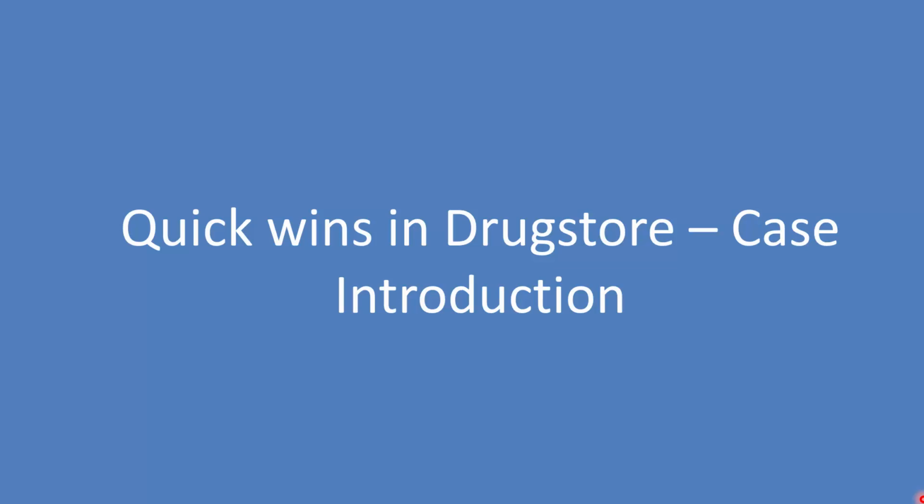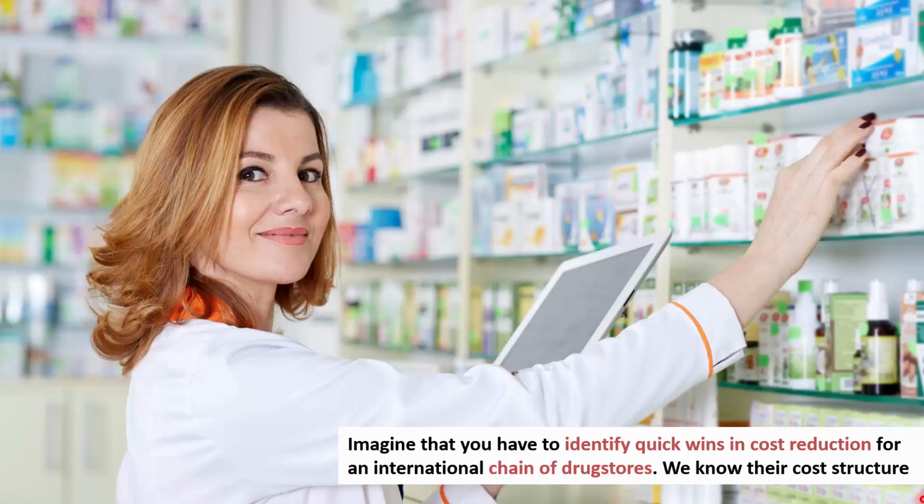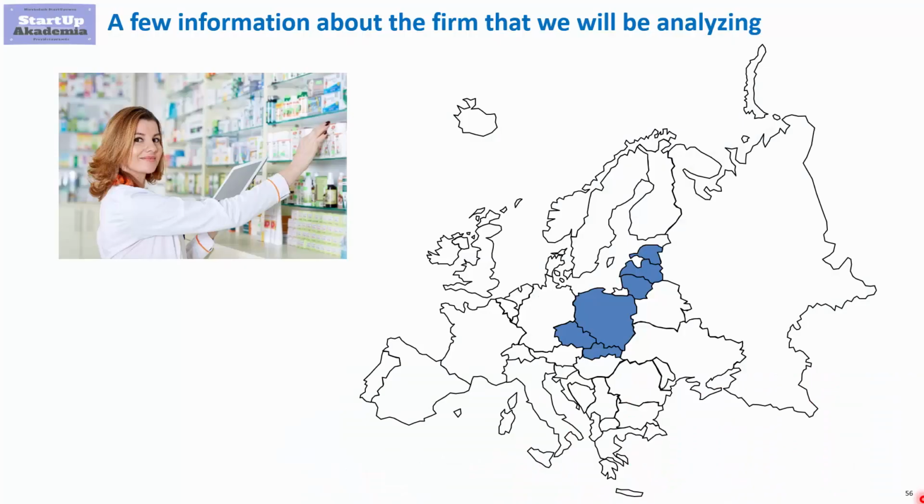Quick wins in drugstore case interaction. Imagine that you have to identify quick wins in cost reduction for an international chain of drugstores. We know the cost structure, and on the basis of that, we'll try to estimate potential savings, as well as to identify which things we can consider quick wins. A bit of information about them.